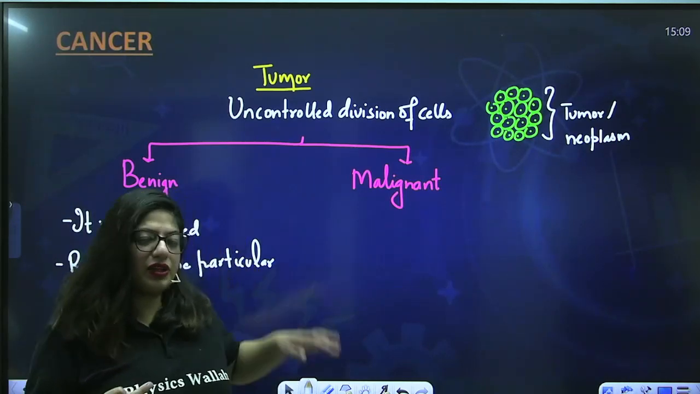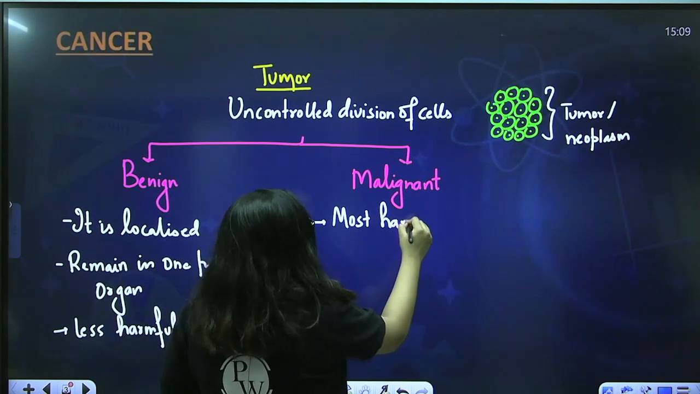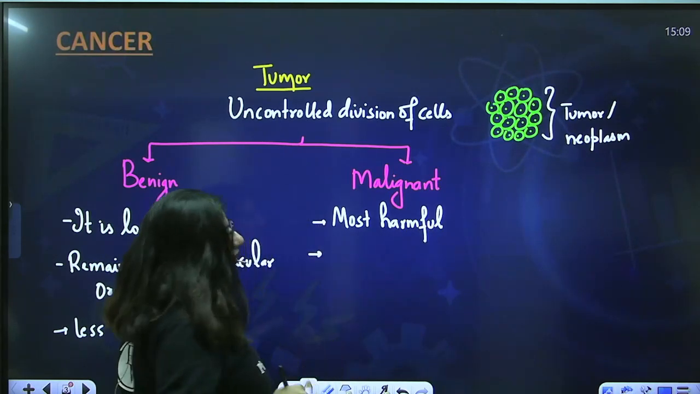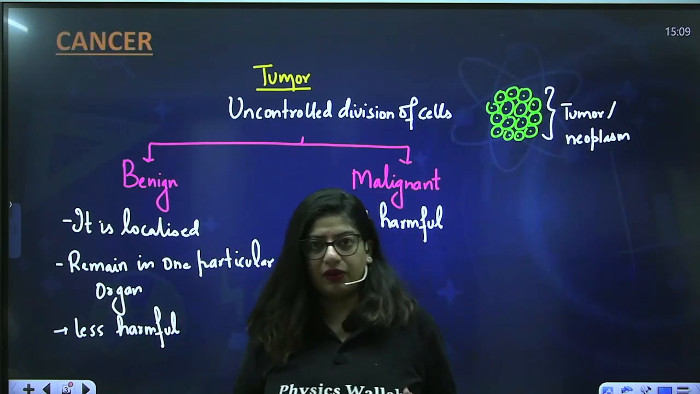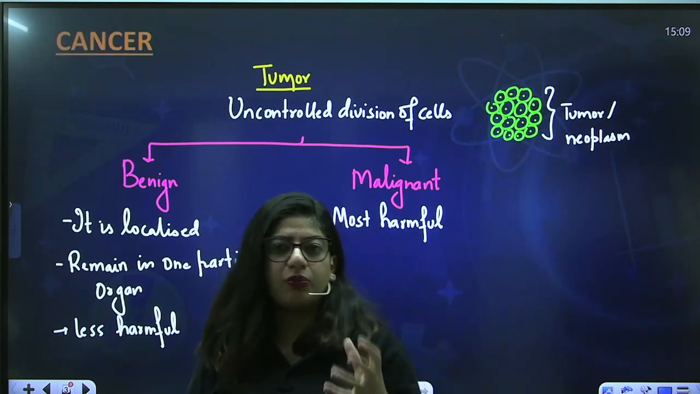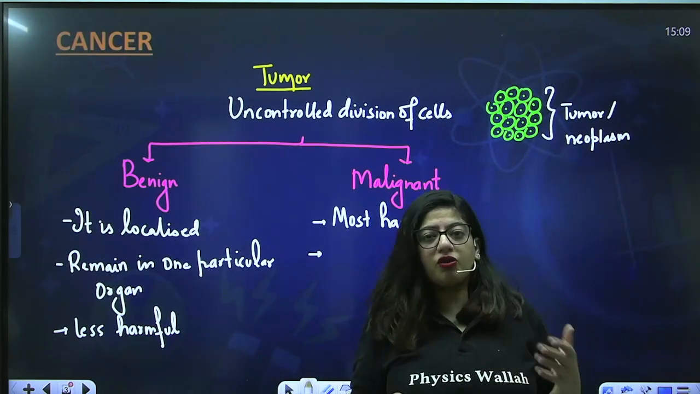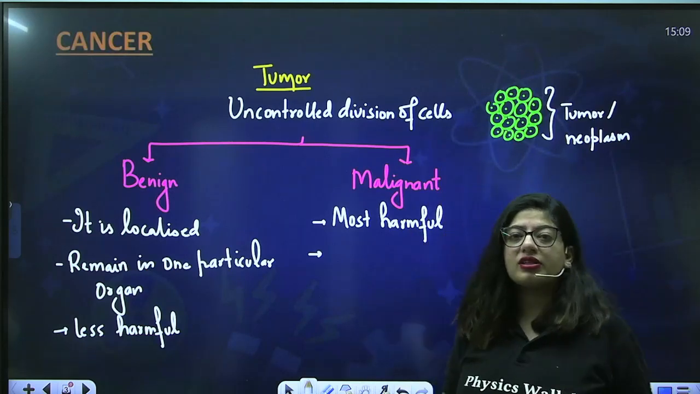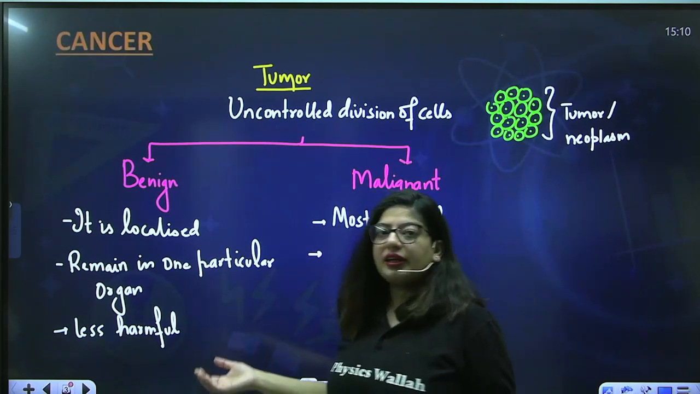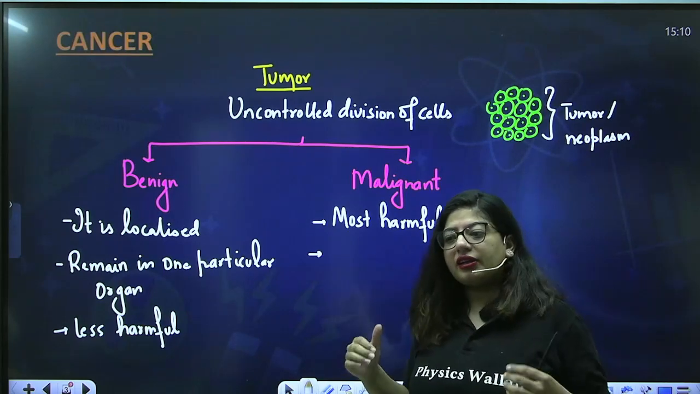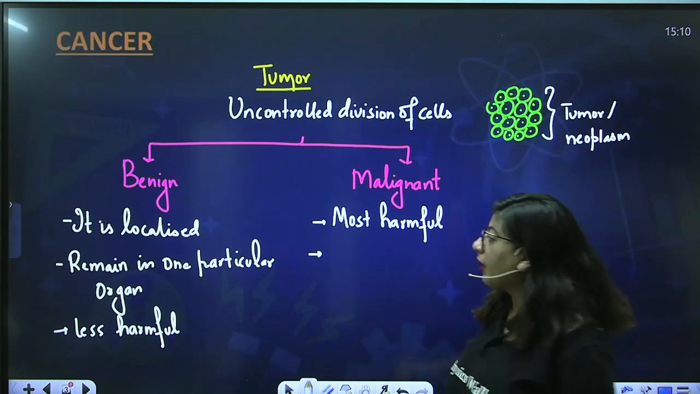On the other side, malignant is the most harmful one. Why? Because this is the one which moves to various body organs. Like if the cells of the breast started undergoing uncontrolled cell division, and that neoplasm or tumor remains in the breast only, then it would be benign. But after some time, if it is more deadly, it starts moving through blood to other body organs like liver and lung, then this will be a malignant tumor. So it always starts with benign and may move to malignant. It's not that it will always become malignant, but malignant has a story: in the starting, it is usually benign. So this is the most harmful.